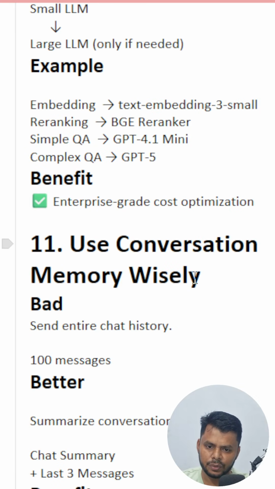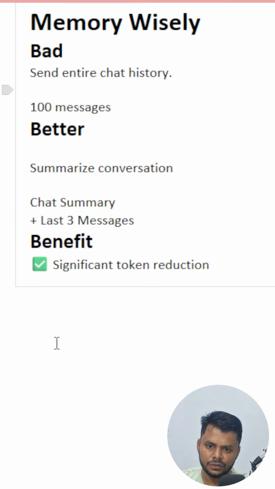Last is to use conversation memory wisely. Instead of sending the entire chat history to the LLM, we summarize the conversation and then send it to the LLM. In that case we have a significant token reduction.